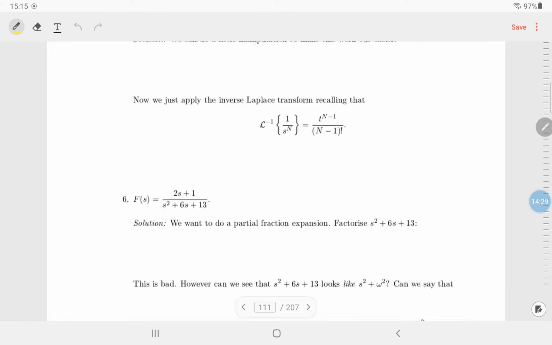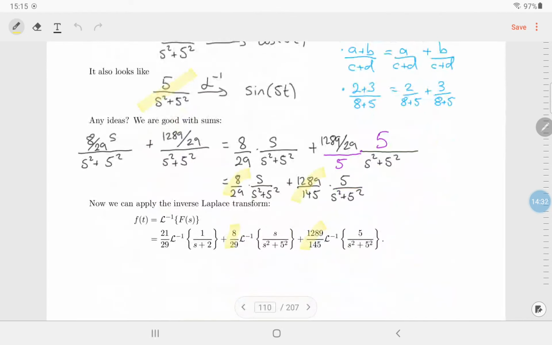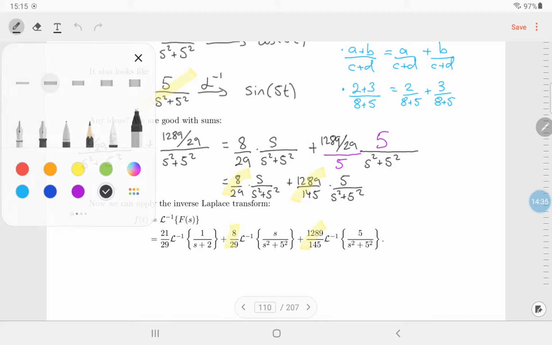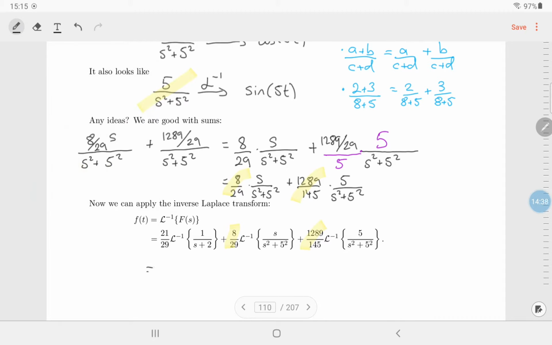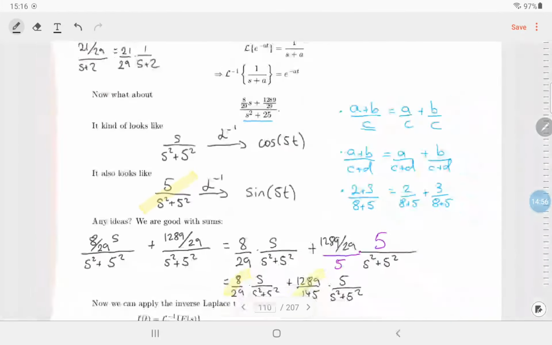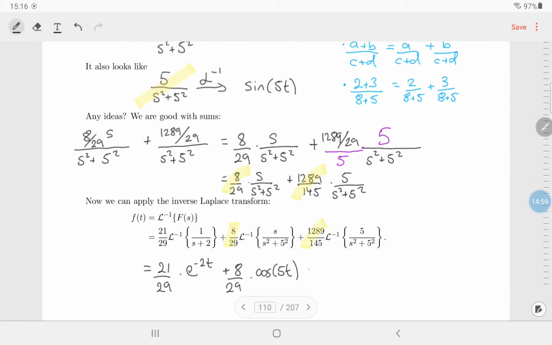Is this done on the next page or what? No, it's done here. So let's send these back using the tables. This goes back to 21 over 29. 1 over s plus 2 gets sent back to e to the minus 2t. Fix the 8 over 29. And then the s over s squared plus 5 squared gets sent back to cos 5t, using these formulas here from the tables, plus 1289 divided by 145. That last term is a sine. That wouldn't be a damped oscillator. That would be an oscillator with an external exponentially decaying force. Okay, we'll keep on going.